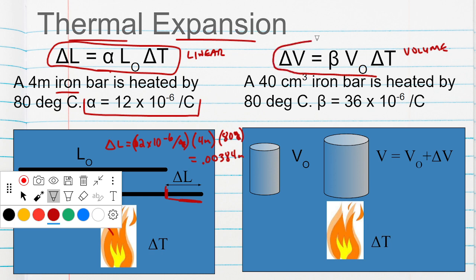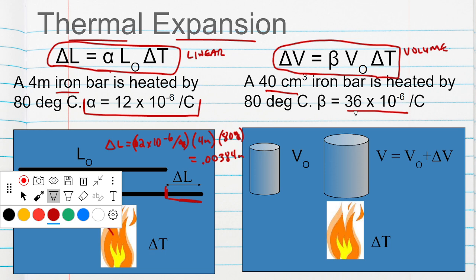It's almost the same formula. We're talking about the original volume instead of the original length. We're talking about a change of volume instead of a change of length. And I've got this beta instead of alpha. So typically a table with materials would have 2 columns, one for the linear thermal expansion coefficient and one for the volumetric thermal expansion coefficient. All right, but you could come in here. This is the original volume. This is the beta. And if you'll notice here, these are both iron. Iron was 12 times 10 to the negative 6. Beta is 36 times 10 to the negative.